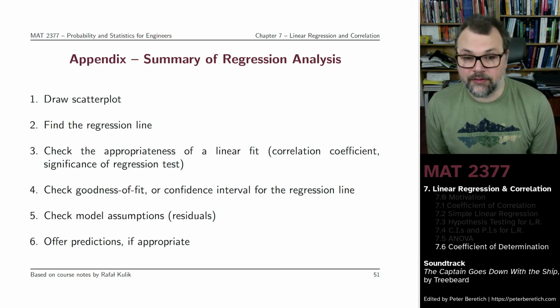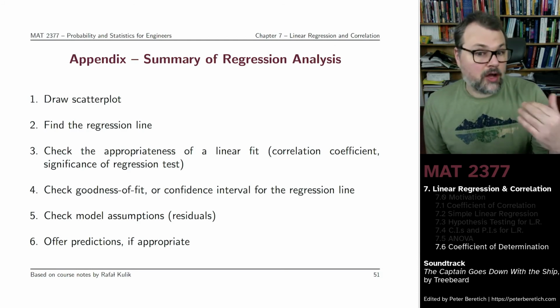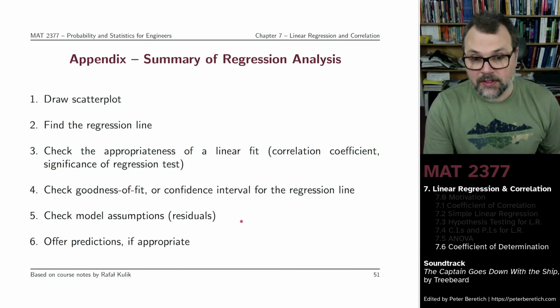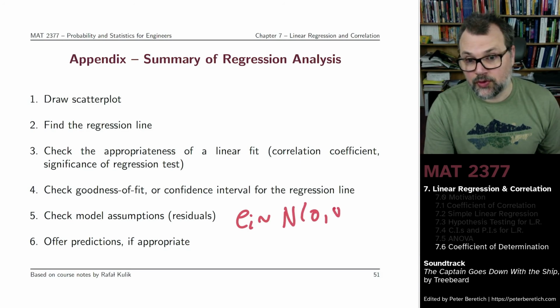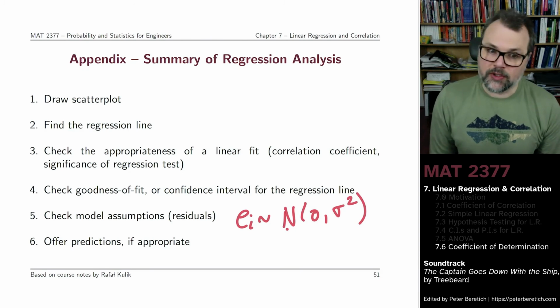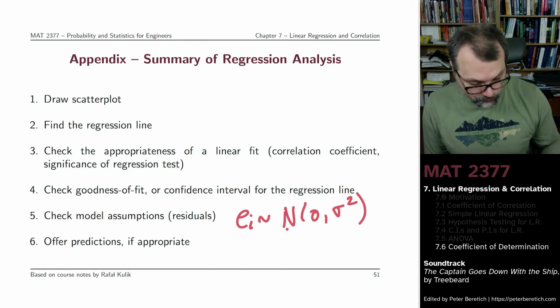You'll check goodness of fit or confidence intervals for the regression line. Check your model assumptions by looking at the residuals. Like one of the things we've said is that the residuals should follow a normal distribution. So if you just look at the residuals, do they follow a normal distribution? Then you'll make predictions if it is appropriate for you to do so.